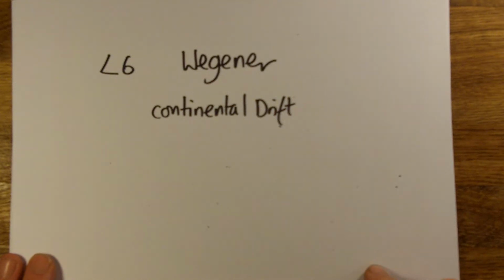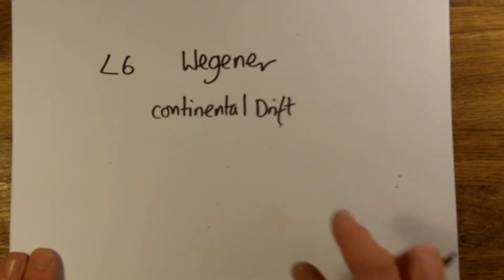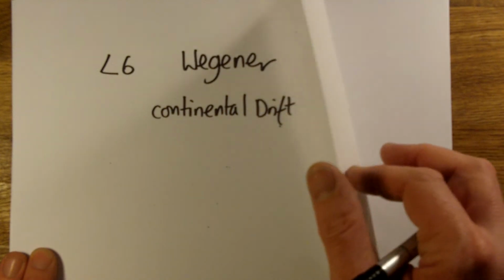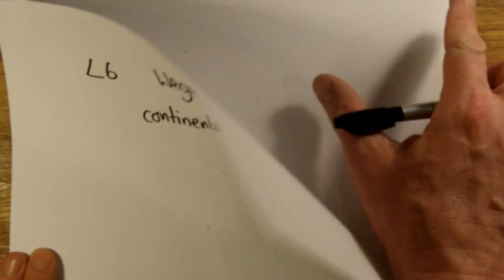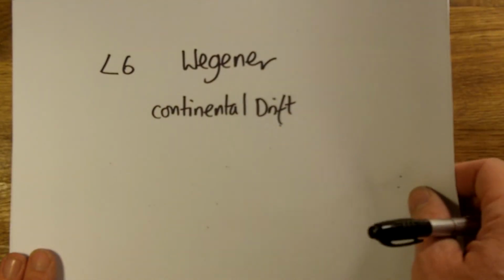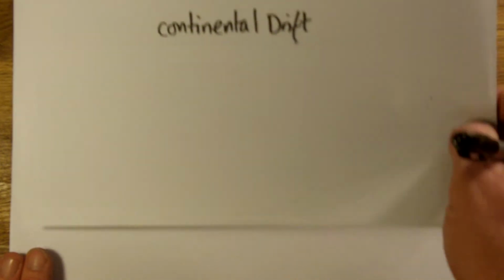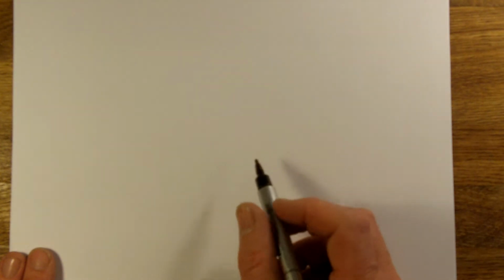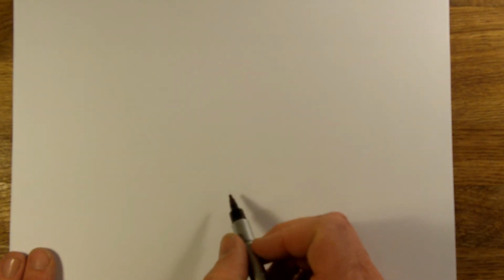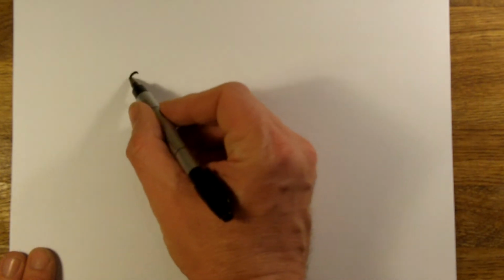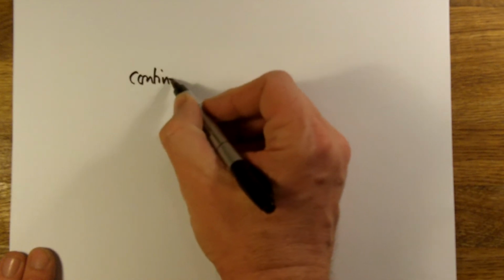Hi, this is lesson 6 for P1 OCR 21st Century Science, and this video is about Wegener's theory. We're covering particularly his idea of continental drift. So, Wegener proposed this theory in about 1912, essentially led by the idea that the continents seemed like they might fit together in a jigsaw.